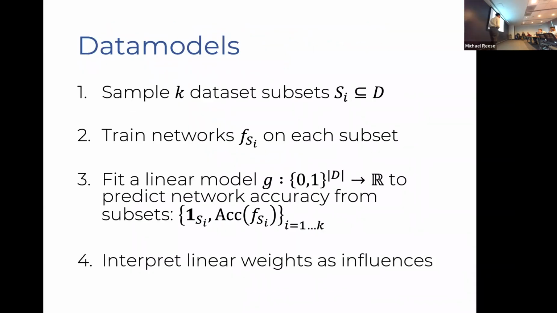Very briefly, at a high level, this is how the procedure works. First you sample subsets of your data set, then you train a neural network on every single one of these subsets. And then at the end of the day, you fit, in this case, a linear model to predict the accuracy of the subset from the subset one-hot encoding. And then the linear weights that we get out of this linear model are the influences. Are the subsets sampled uniformly at random or in some way? They're sampled uniformly at random. So nothing clever.